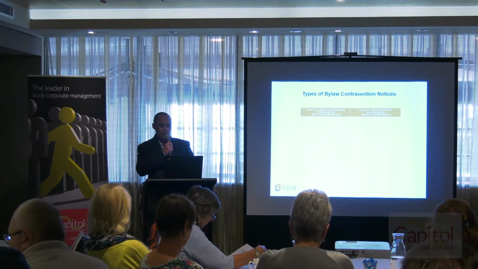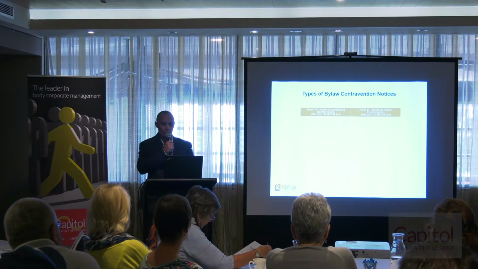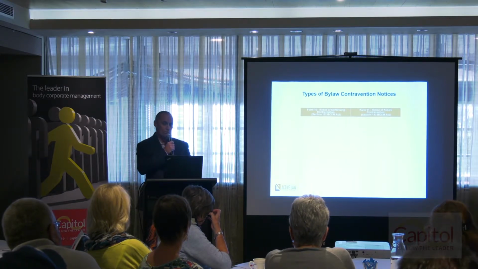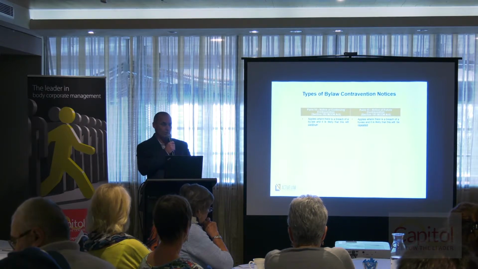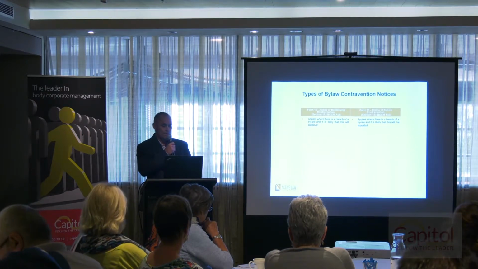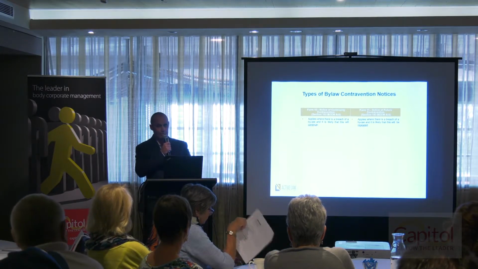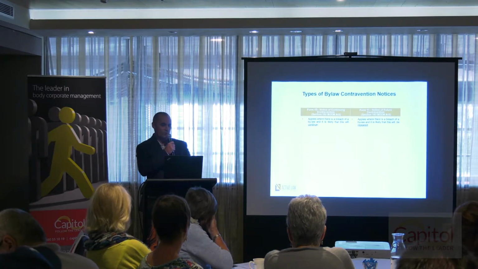So what are the two types of contravention notices? We mentioned the Form 10 Notice of Continuing Contravention and the Form 11 Notice of Future Contravention. How do you know which one to issue and when? The continuing contravention applies if there's a breach of a bylaw and it's likely the breach will continue. The future contravention notice applies if there's a breach of a bylaw and it's likely it will be repeated. So that's the difference. Is it a continuing contravention or a future contravention because it's going to be repeated?